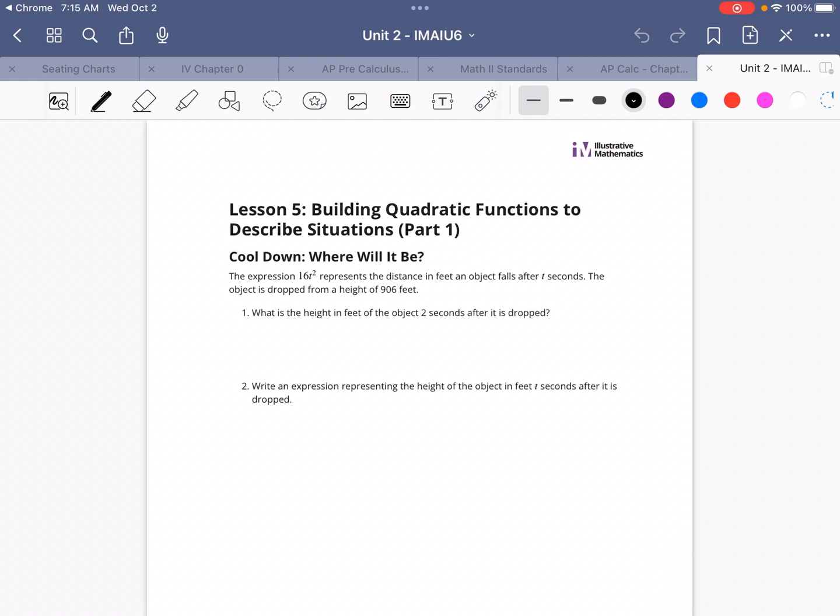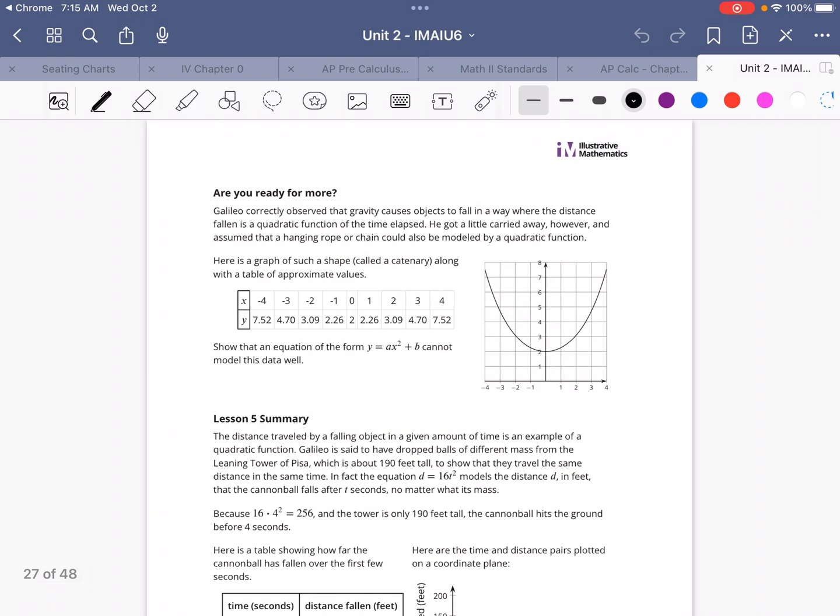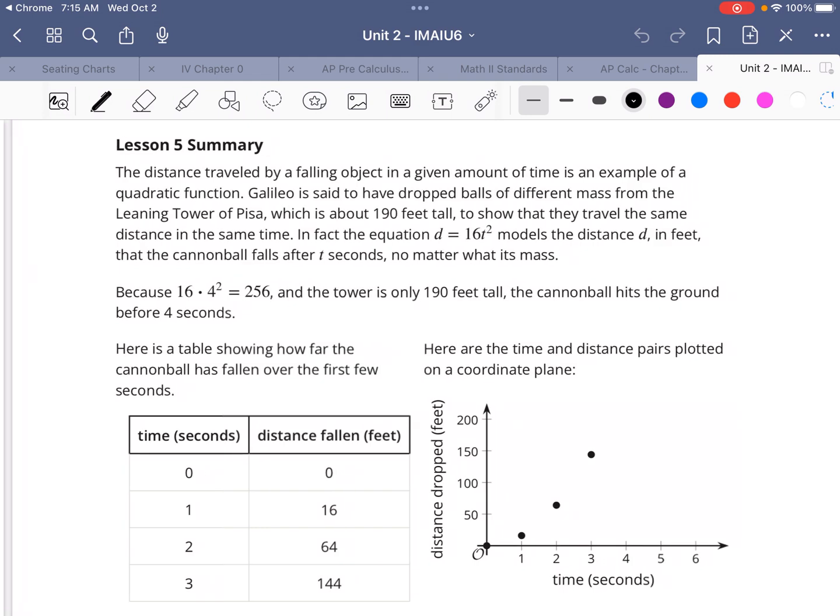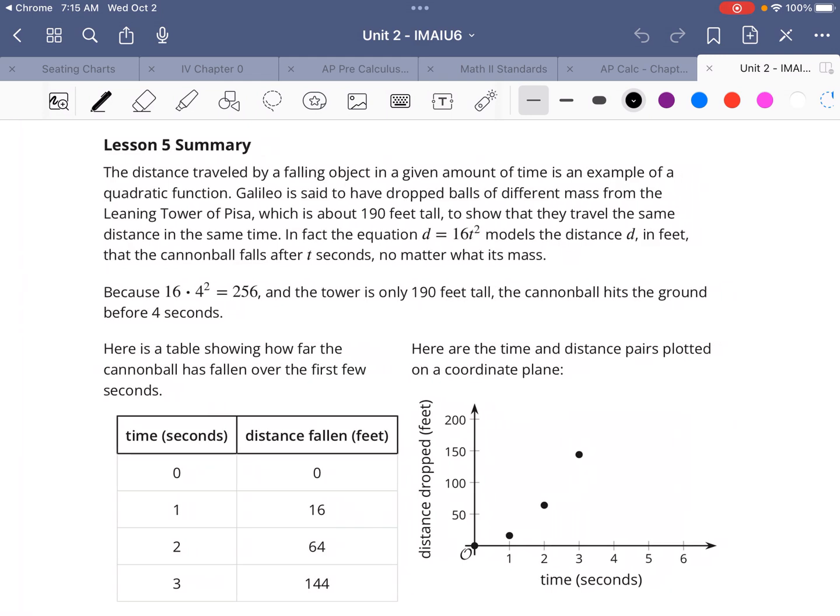All right, lesson 5, building quadratic functions to describe situations, part 1 out of 3 parts, actually. In this lesson, we explored the distance traveled by a falling object, and the distance that it falls in a given amount of time is an example of a quadratic function. Galileo discovered this.